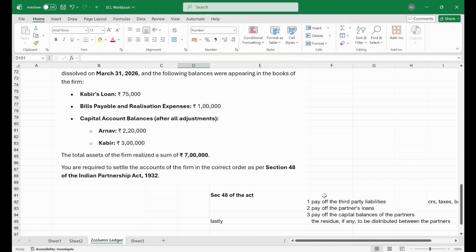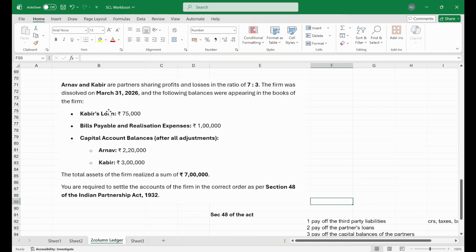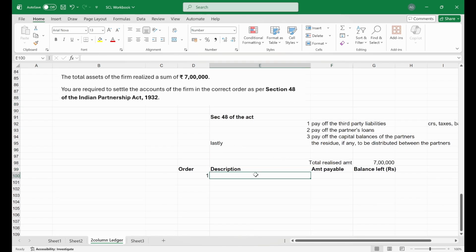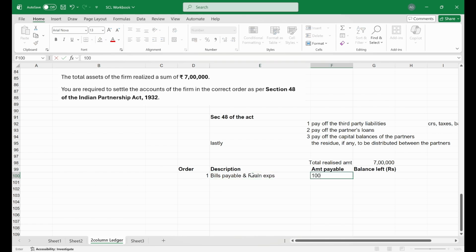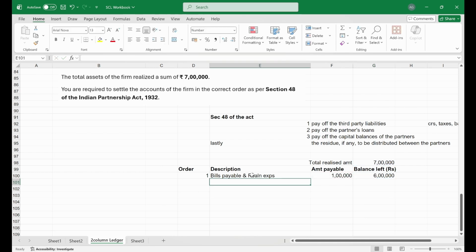Okay, so let us start with the first thing that we are going to pay off. Now you see, as per our theory, here we have to pay off the third party liabilities first. You can see Kabir's loan is not a third party liability, so I should not definitely pay off Kabir first. Bills payable and realization expenses are the third party liabilities, so let me pay off that first. So first thing to be paid off is bills payable and realization expenses. How much amount? 1 lakh is to be paid off. Now from 7 lakhs I will pay off this 1 lakh. How much balance I will be left with? I will be left with 6 lakhs.